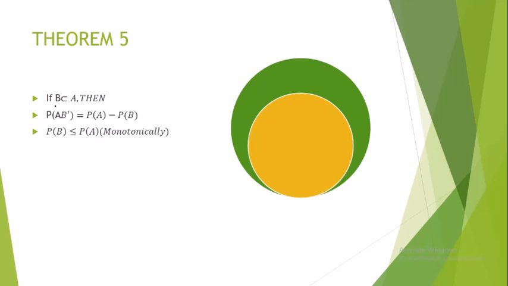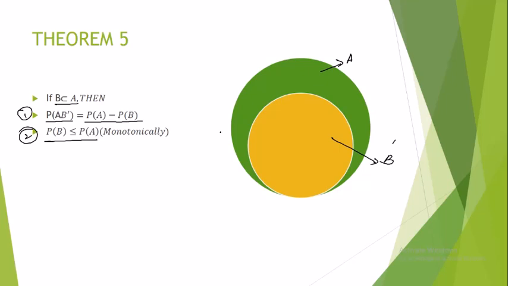Now in the fifth theorem, it is said that if B is a subset of A, then probability of AB complement is equal to probability of A minus probability of B. That is the first thing that you have to prove. Second thing you have to prove is that probability of B is less than or equal to probability of A. So it is said that B is a subset of A. So let this part be A, and since we have a condition like this, let this part be B. Okay, so this green is A and a subset of that is B.